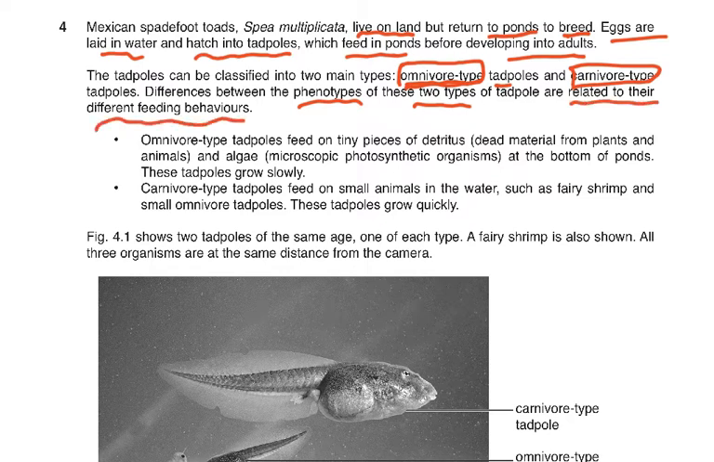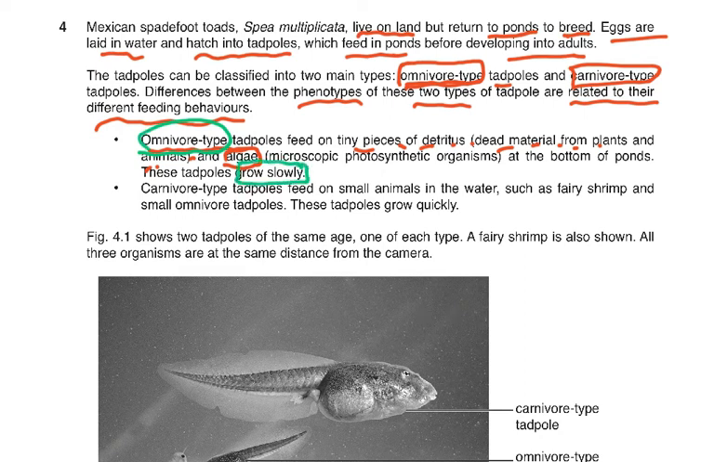So the first information they give you is that omnivore type tadpoles feed on tiny pieces of detritus, dead material from plants and animals, and algae, which are unicellular plants. At the bottom of ponds, these tadpoles grow very slowly. Okay, so we've got very important information: omnivore type grow slowly.